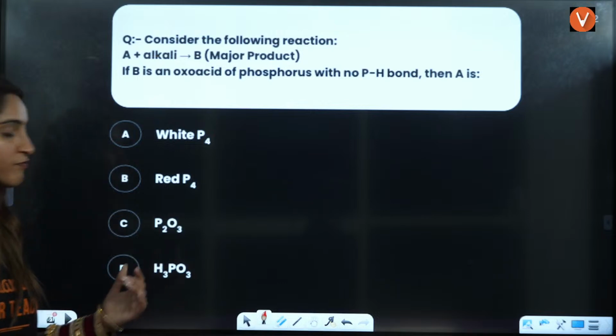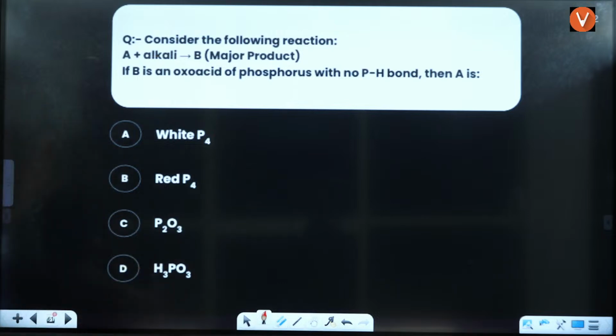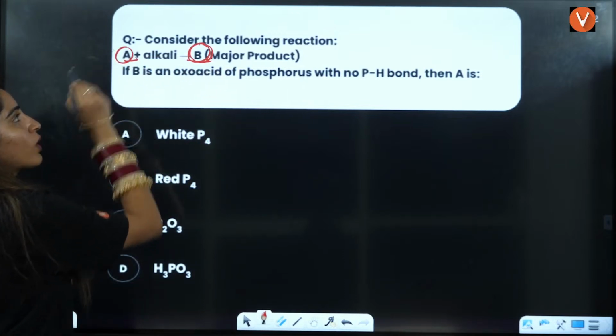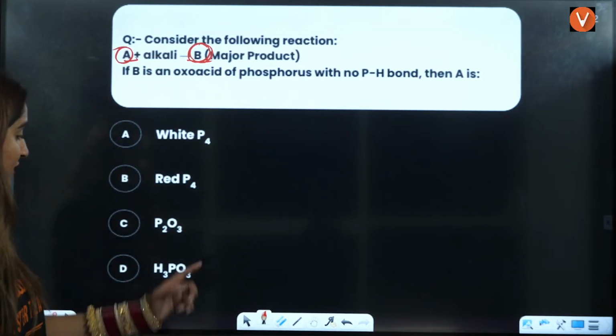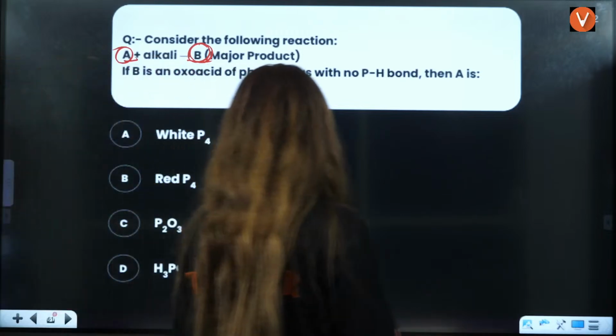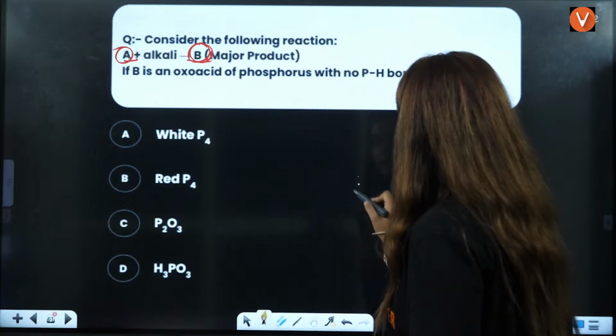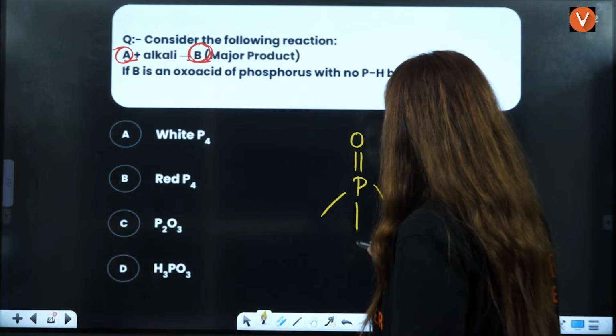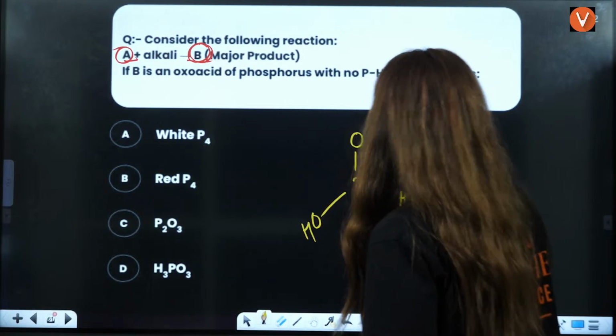Then it is going to be made from white phosphorus or red phosphorus. From which phosphorus? Yes, everybody. It is not having any P-H bond. They are not asking you what is B, they are asking you what is A. If those who are answering H3PO3, beta, tell me what is the value of A, right? See, for no P-H bond, this is oxygen 1, 2, 3, this will be OH, this will be OH, this will be OH.